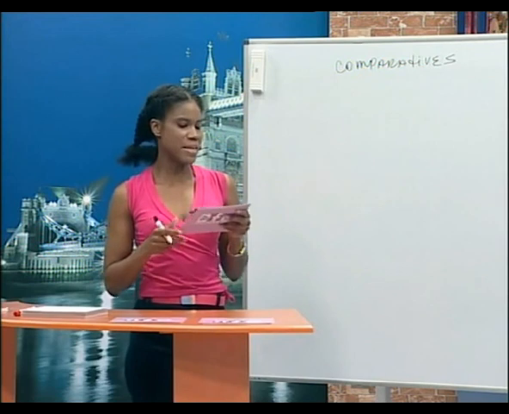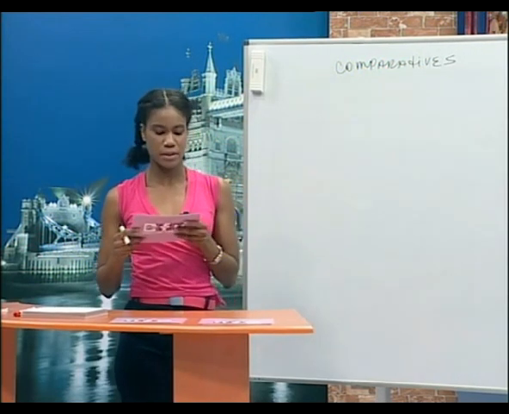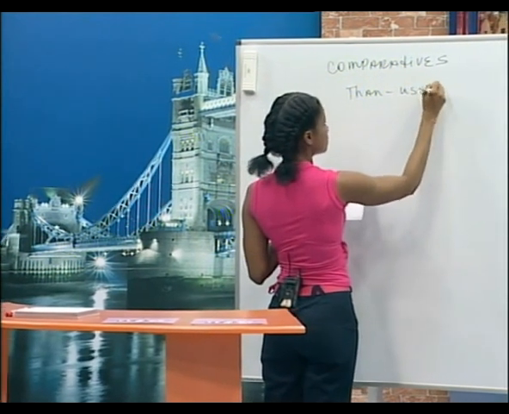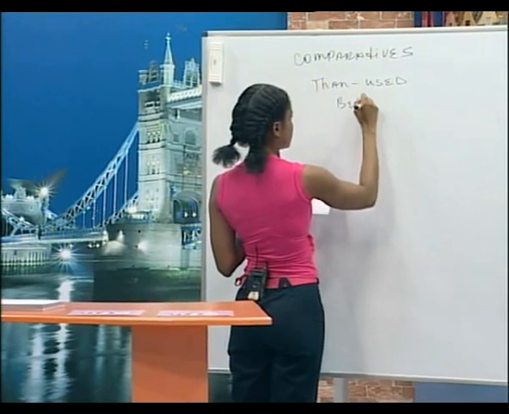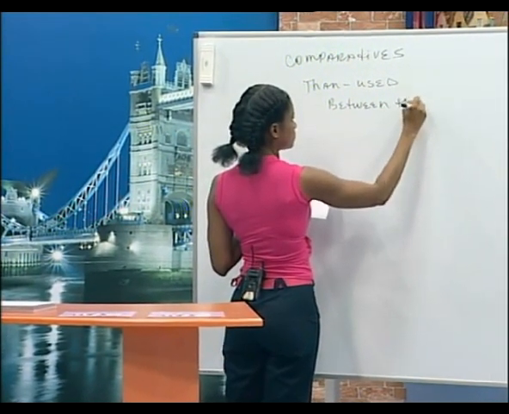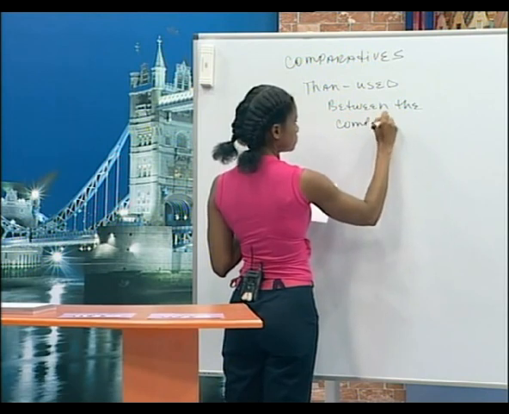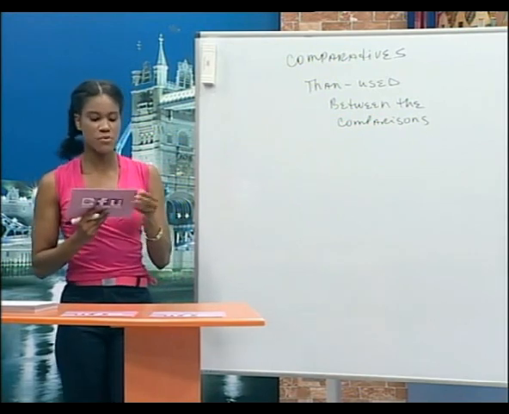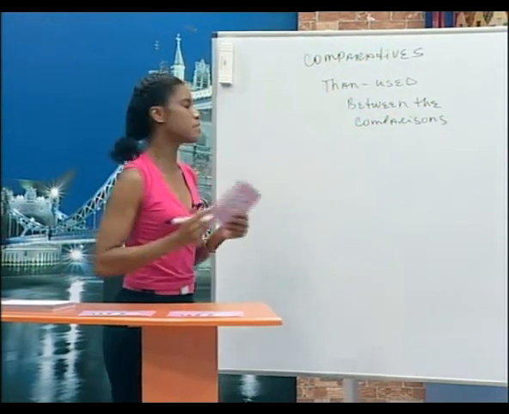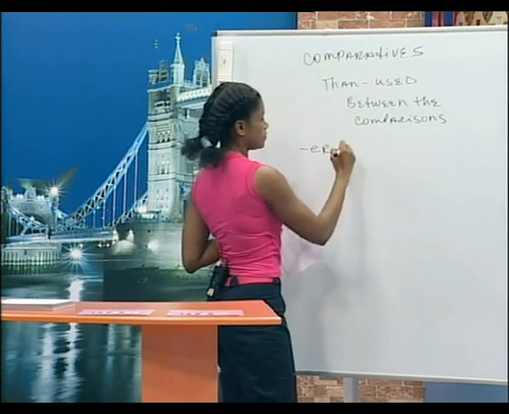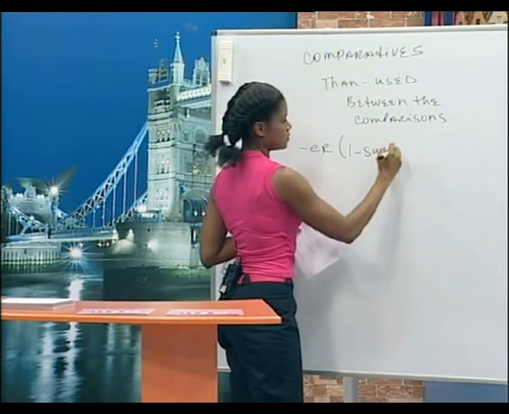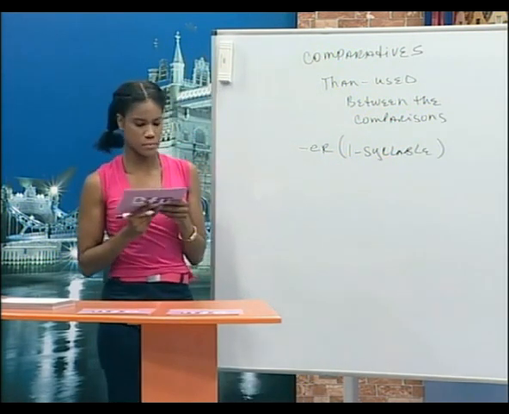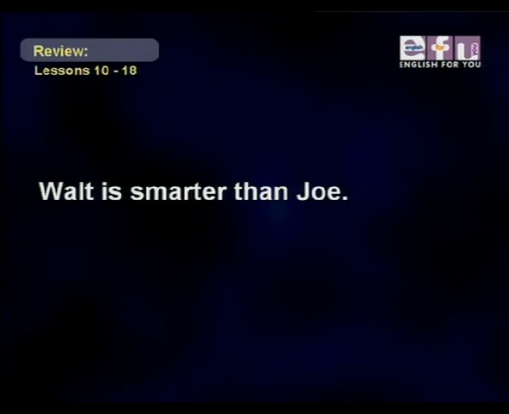There are many rules when making a sentence in the comparative form. And than is used between the objects. Okay, remember for one syllable adjectives, we add er to the end. For example, Walt is smarter than Joe.